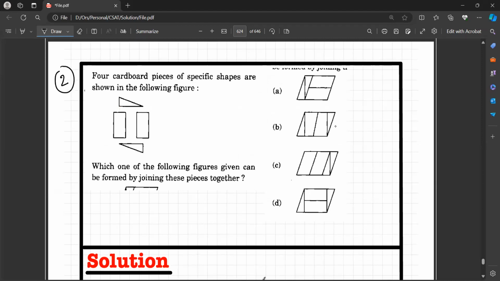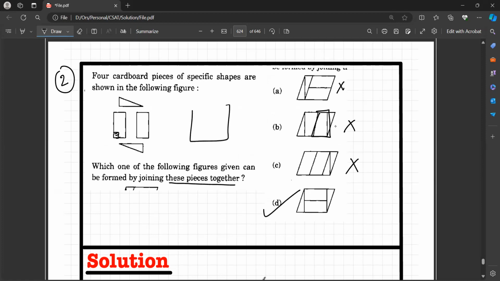4 cardboard pieces of specific shapes are shown in the figure below. These are the shapes which are available. Which one of the following figures given can be formed using these pieces together? Now you can see where these figures are embedded. Is this one the figure? No. Is this one? No, because we have this shape which is not available. This one? No. Why? Because the sides are at 90 degrees. So this is wrong. This is the correct option.